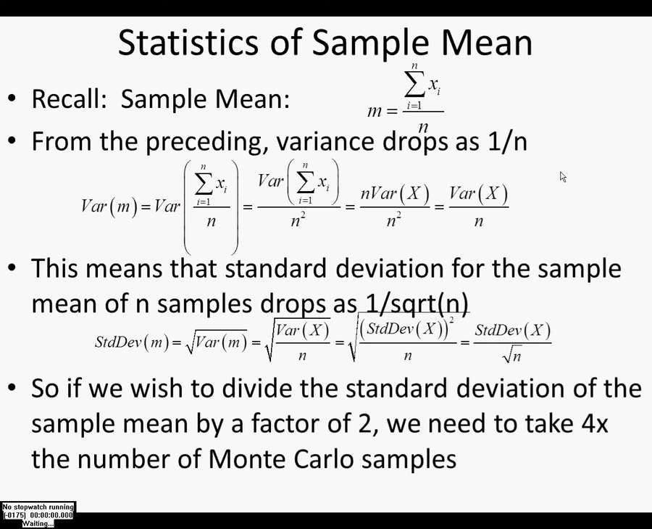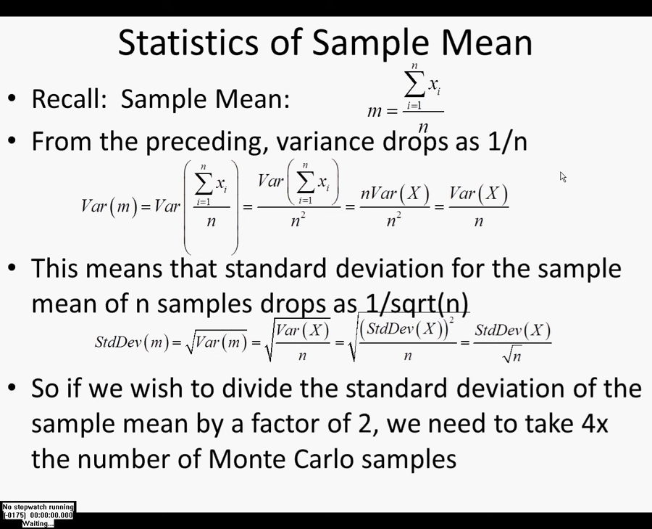So you might think 20, but the actual answer is 40. It actually varies with 1 over the square root of the number of times. So if we want to reduce it by a factor of 2, we have to run 4 times as many runs. 4 times as many.